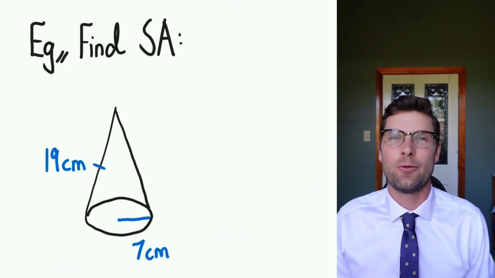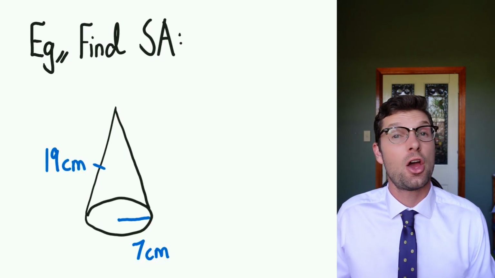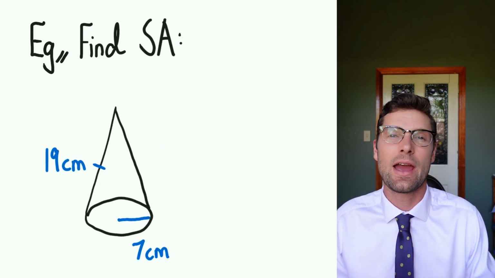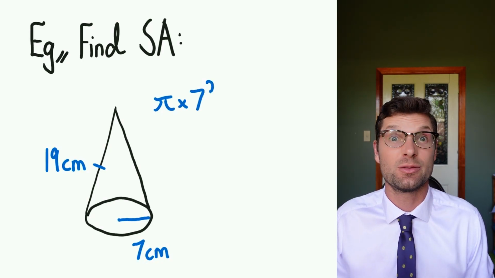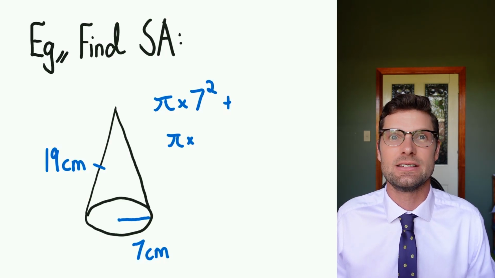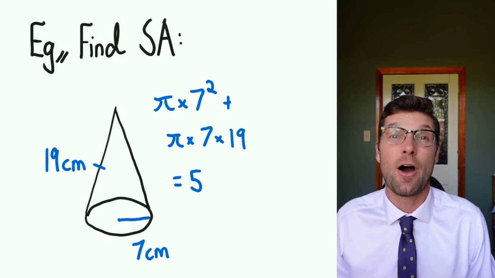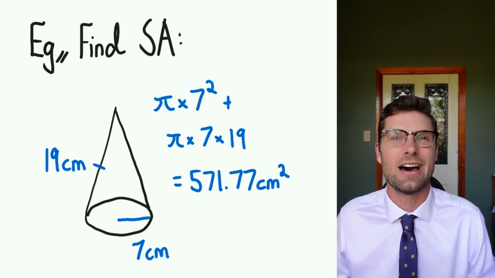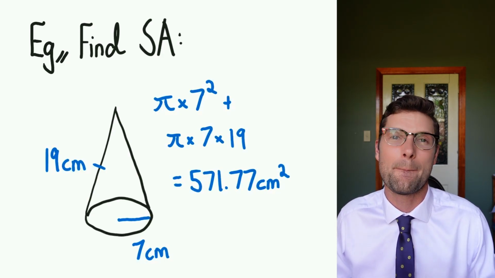So we're just going to use this formula in action. I want you to find the surface area of this cone. So all we've got to do is substitute in the correct values. We've got pi r squared plus pi rl. So for this, it's pi multiplied by 7 squared plus pi times 7 times 19. That's all you've got to do. Throw those into your calculator and you get the answer of 571.77 centimeters squared. Done. So these ones are not too hard if you've already got the formula memorized.